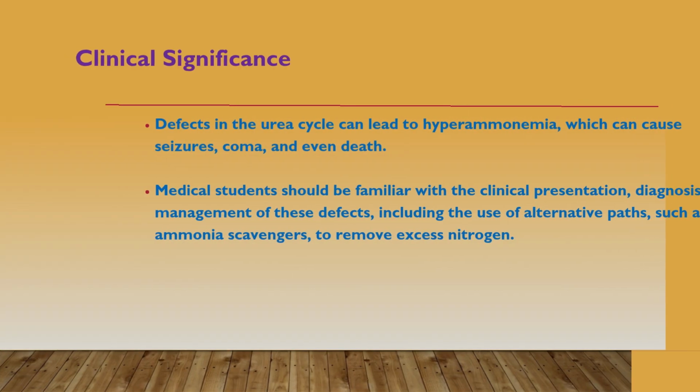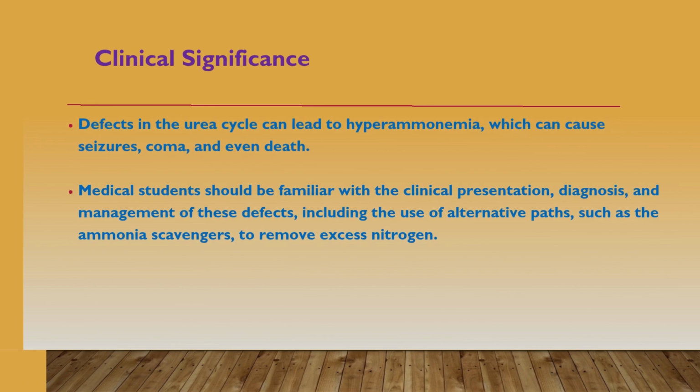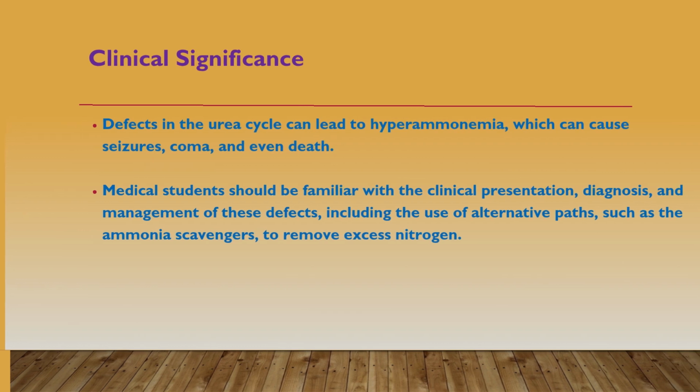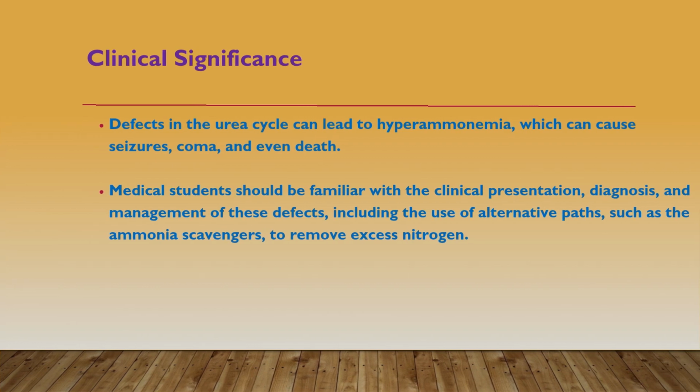Defects in the urea cycle can lead to hyperammonemia, which can cause seizures, coma, and even death. Medical students should be familiar with the clinical presentation, diagnosis, and management of these defects, including the use of alternative pathways, such as the ammonia scavengers, to remove excess nitrogen.